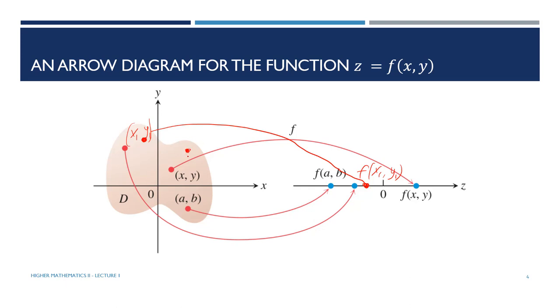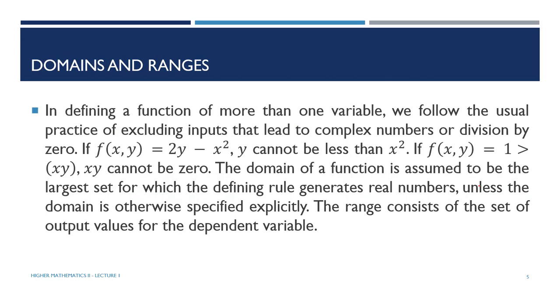So we have to take not just a number, we have to take a pair of numbers x, y, or a, b, or x1, y1, and this function f assigns a rule for this pair to find a number, which we call z.